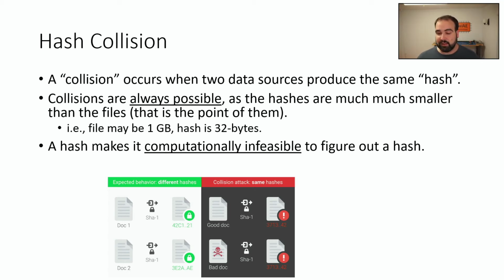Collisions are always theoretically possible because basically the hashes are much, much smaller than the size of the files themselves, right? So the file's a gigabyte, but the hash is only 32 bytes or something like that. But the point of the hash is that it's infeasible to figure that out. So it's infeasible to calculate, if you have 32 bytes, you know what the hash is. The brute force timelines are so long that you'll never get this to work.